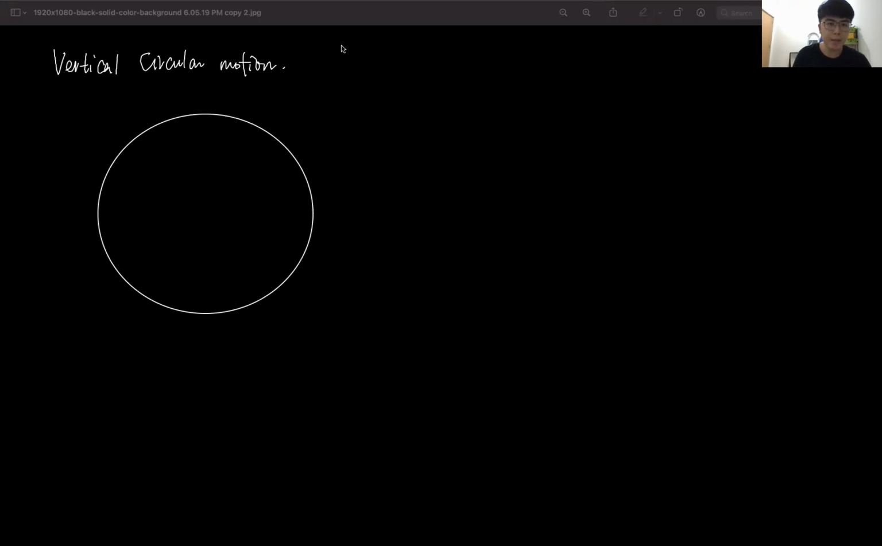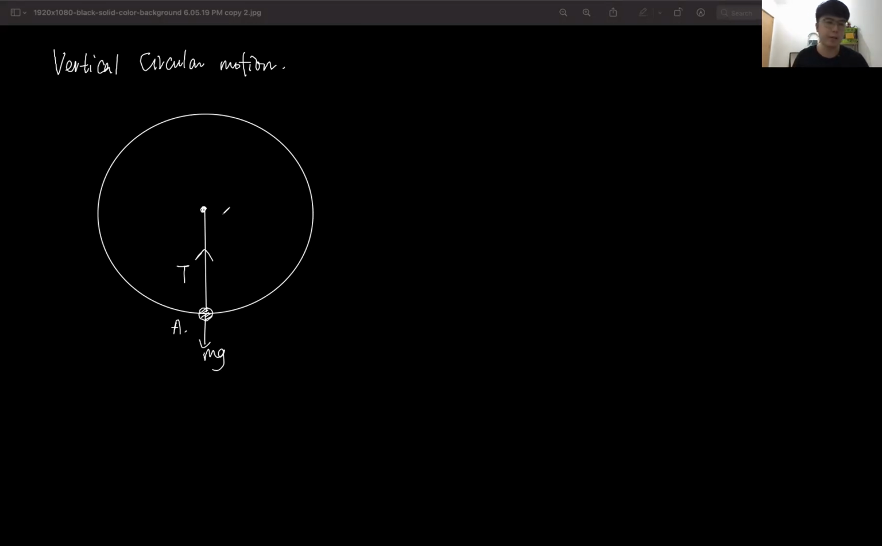About the vertical circular motion. Typical examples would be an object tied to a string that is allowed to move around this vertical circle. If you're dealing with strings, then we have tension. The object is here, we have mg, we have tension. Let's call this point A.